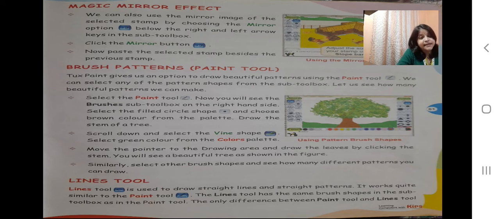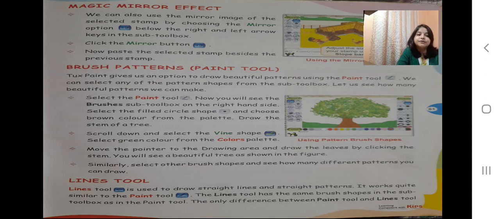Now let us come to the next tool, which is the lines tool. What is the lines tool? The lines tool is similar to the paint tool. The only difference is that the lines tool is used to draw straight lines and straight patterns. Another difference is that when we use the paint tool, we can see the image at the moment we are drawing it. But when you use the lines tool, you can see the image only after it is completed.